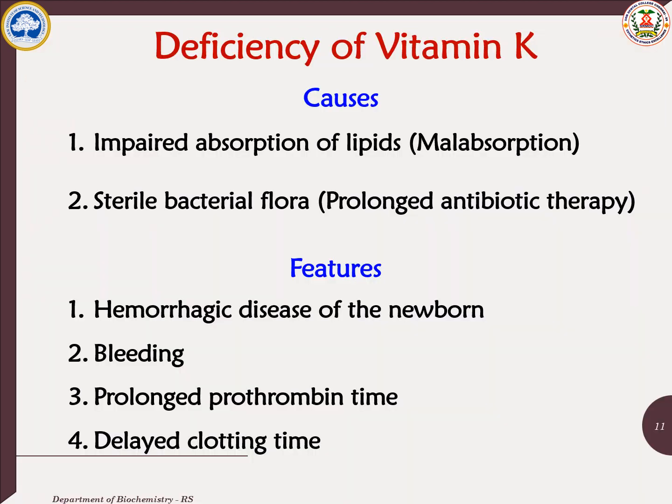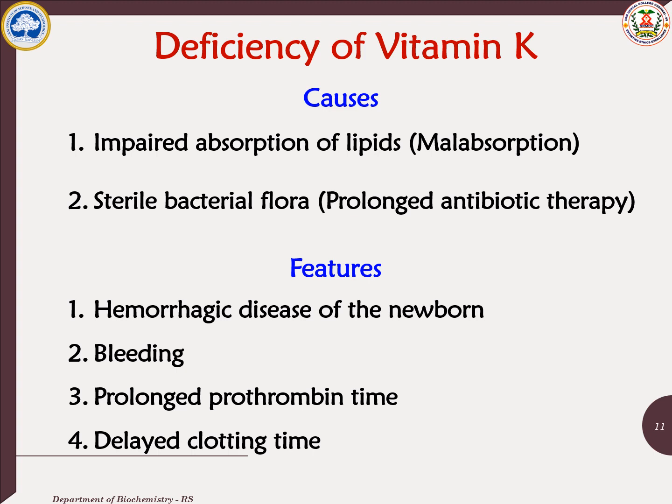This slide shows you the causes and features of deficiency of vitamin K. Some of the causes involve impaired absorption of lipids, or malabsorption of lipids, because vitamin K is absorbed along with the lipids and transported by the chylomicron to the liver. So if there is any malabsorption of lipids, it also affects the absorption of vitamin K. And the second important cause is sterile bacterial flora or prolonged antibiotic therapy, because I told you in the beginning itself that the intestinal microorganisms can produce some amount of vitamin K in your body.